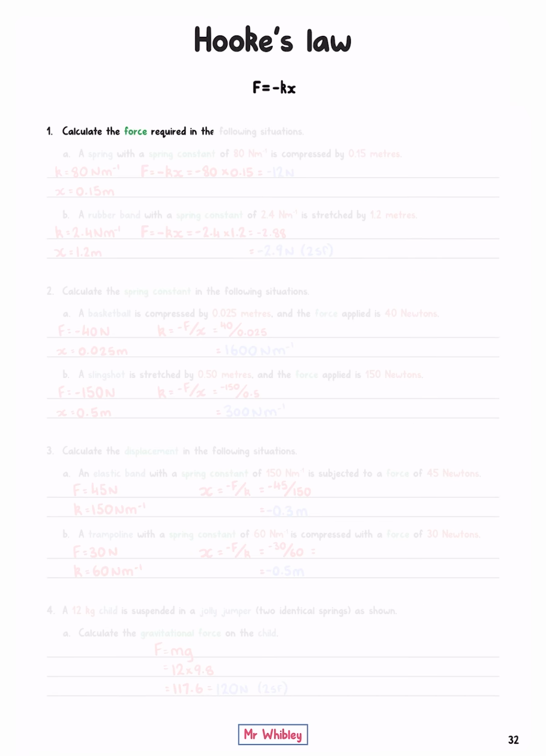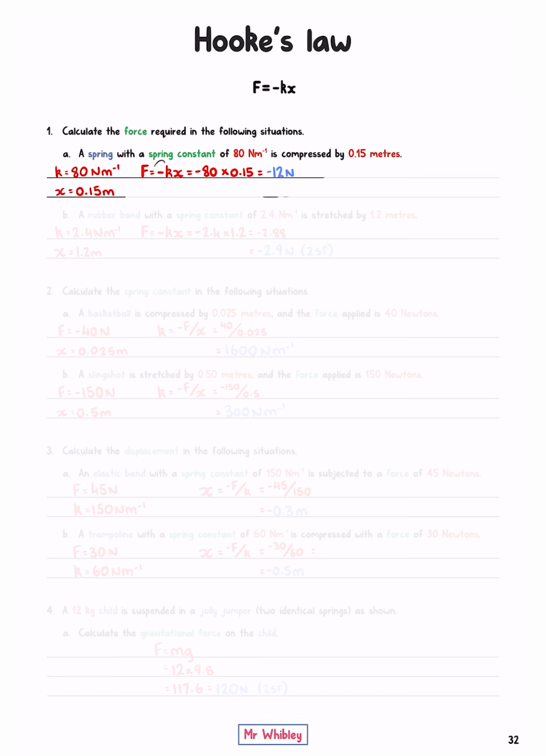Calculate the force required in the following situations. A spring with a spring constant of 80 newtons per meter is compressed by 0.15 meters. We know our spring constant is 80. We know our displacement is 0.15. We can use Hooke's law. Putting our numbers in gives us negative 12 newtons.